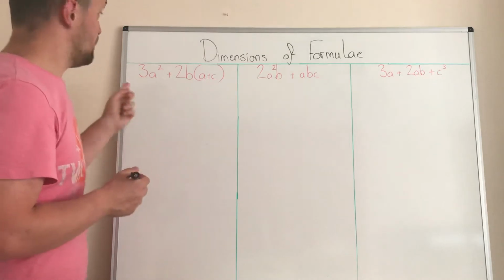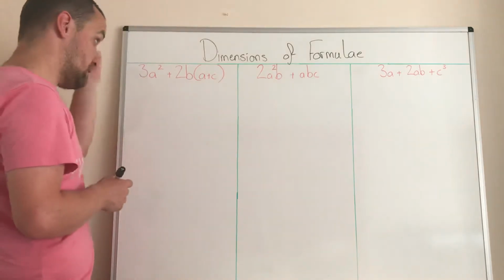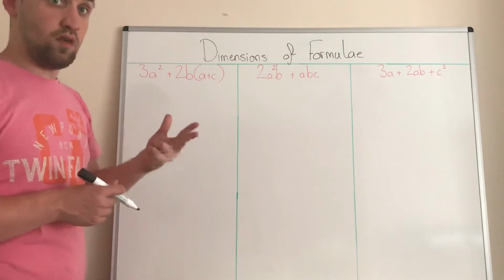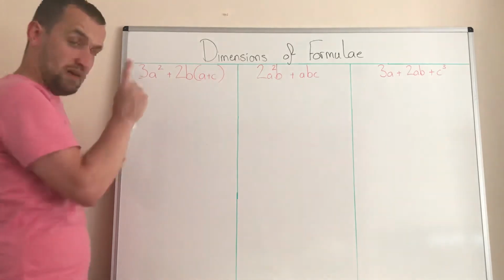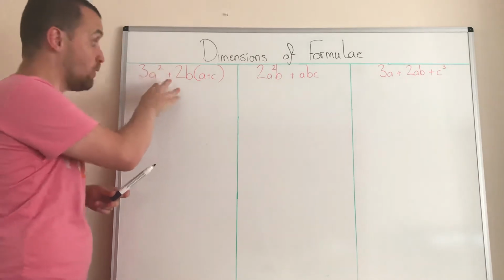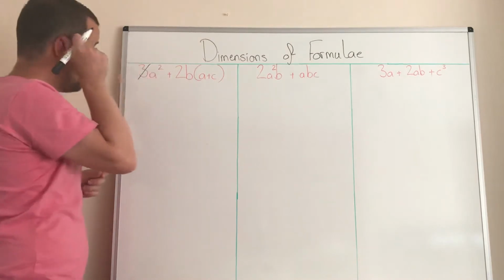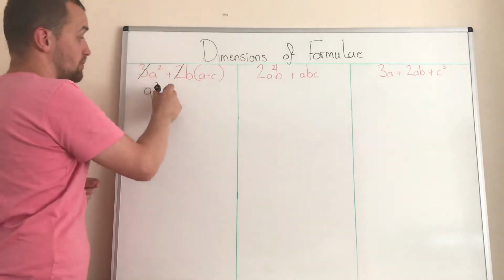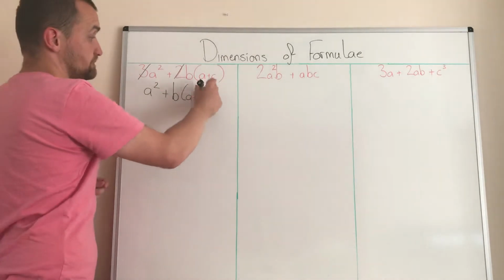So first, we're going to look at 3a squared plus 2b lots of a plus c. We need to work out if it links to area, perimeter, or volume. The first step is that we remove any numbers. We do not remove any powers; we only remove the numbers in front of any letters. So we get rid of the 3 and the 2, and we have a squared plus b lots of a plus c.